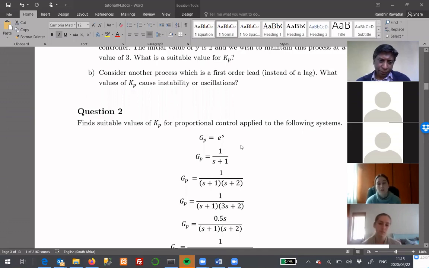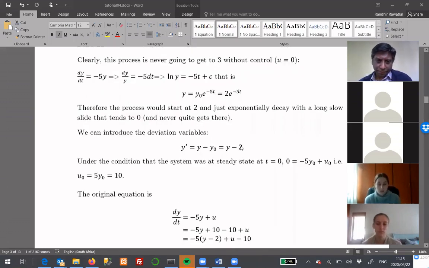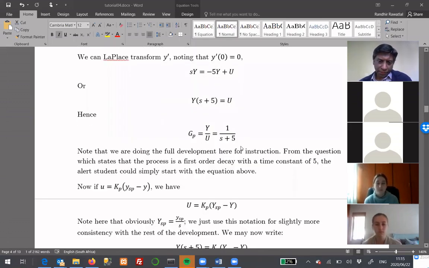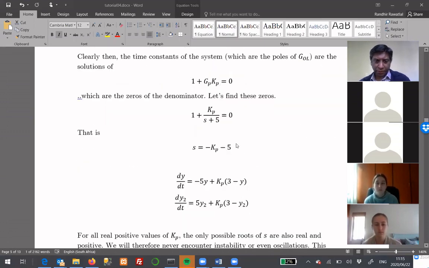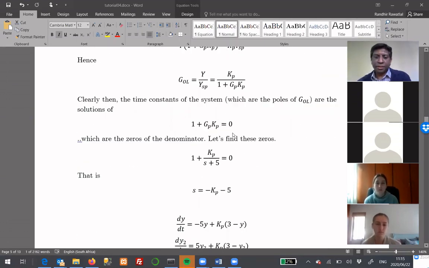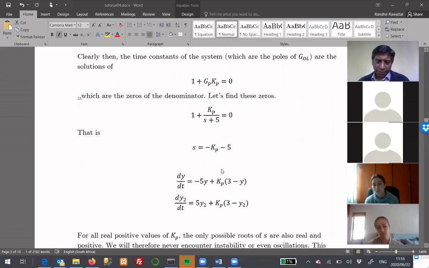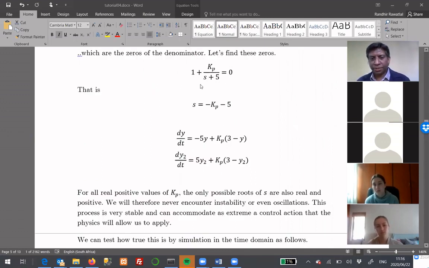So that's what we are looking at here. Right here, this is what we said we want to know about the roots of this. In this particular example, if we had a first order decay, then we found GP is 1 over S plus 5. And we saw that the root of this equation, there was just one root. There's only one value of S which makes it 0, which is minus Kp minus 5.